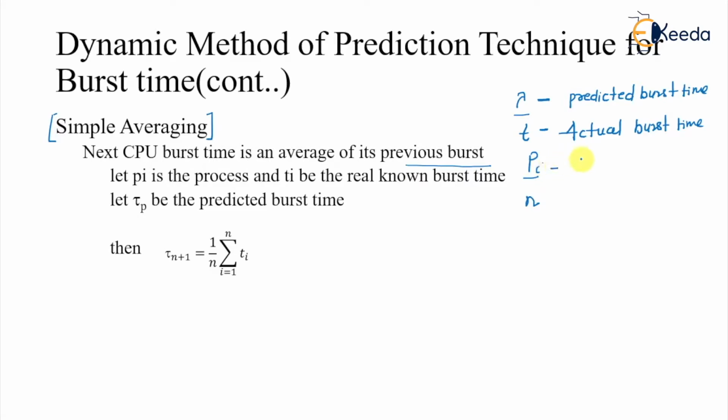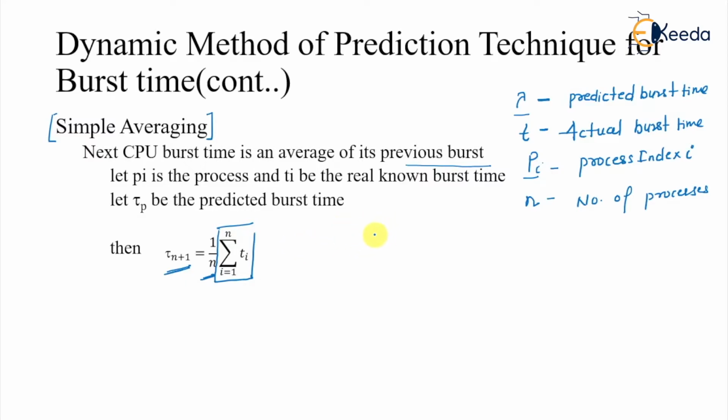Pi is for process i, the process index, and n is the number of processes. So tau n plus 1 is the simple average, 1 over n times the summation of T i from 1 to n. That is the simple averaging method, and I don't see any confusion in this.